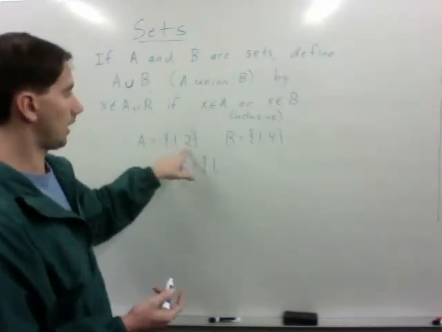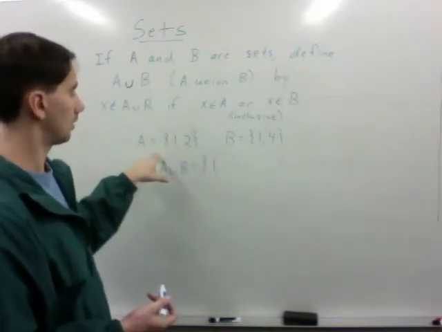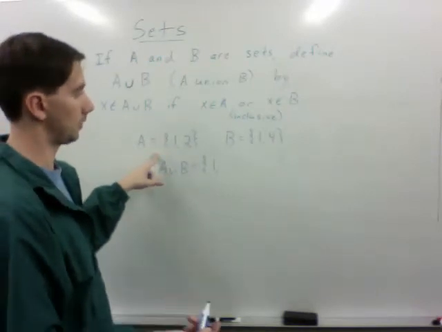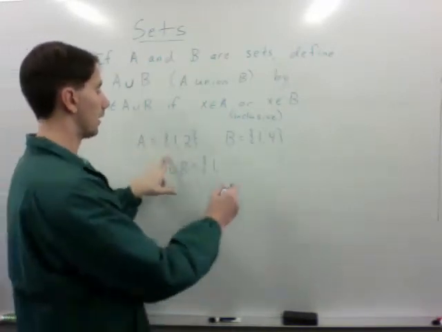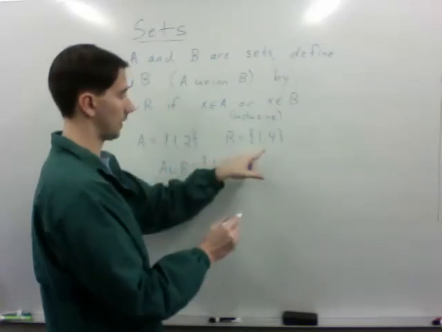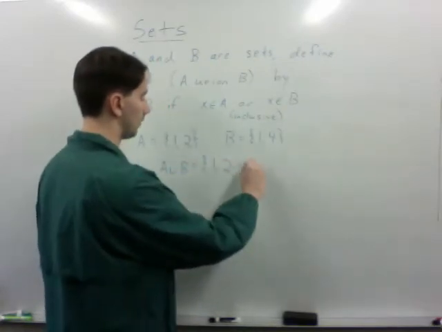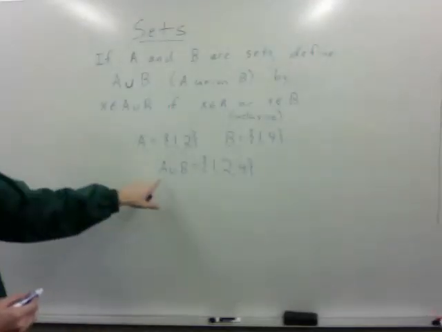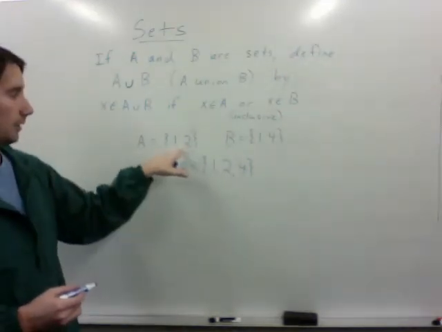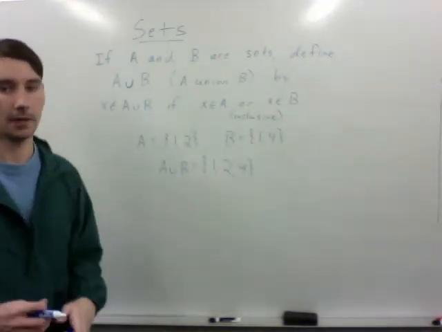Likewise, 2 is in A or B because it's in A. So if I were to ask you, is 2 an element of A or B? You'd say yes because it's in A. So we count 2, and likewise we count 4 because 4 is an element of A or B. So the union A union B includes all the elements that are in A or B: 1, 2, and 4. Notice that it gets bigger.